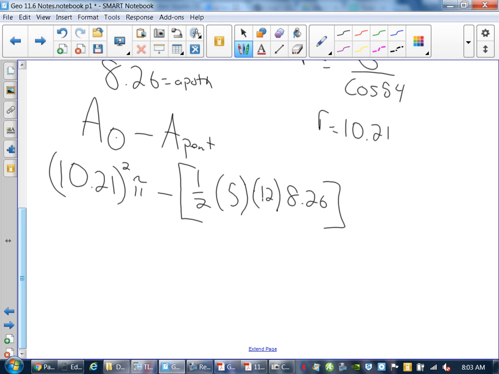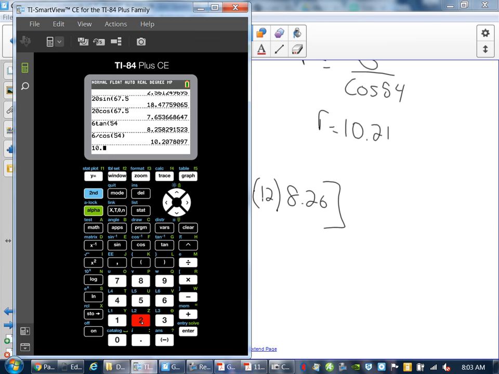So then, that gives me my first one. To that, I would subtract 0.5 times 5 times 12 times 8.26. See how I'm doing that in the calculator, guys? I'm taking care of the first chunk, hitting enter, subtract, parentheses, the next string. Just like I wrote it down. Gives me an area of 7969 something squared.